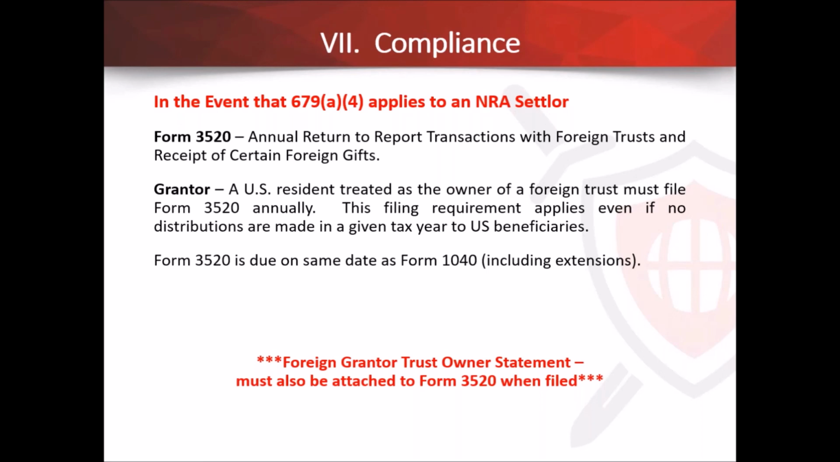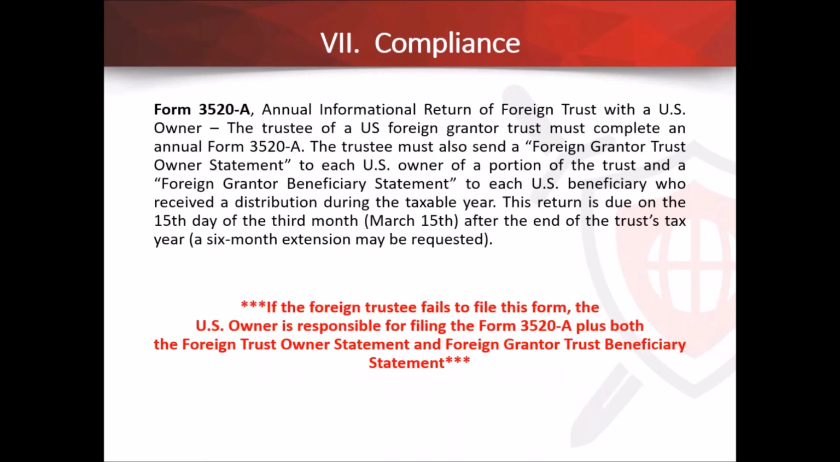Compliance is great. And again, just also, the foreign trustee will also do a 3520-A. I don't talk about it here, but there is an owner statement and a beneficiary statement that is required to be sent out on March 15th of each year. If it fails to happen, the U.S. owner, deemed owner, is responsible. Yes. So the 3520 is the main compliance form for foreign trusts, and it's basically a multi-party form that allows for very easy matching.